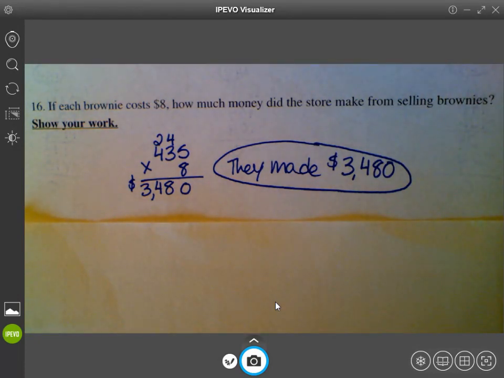How do we feel? Even if you know you did division instead of multiplication, now that you know it was multiplication, how do you feel about number 16? Yeah, okay. Awesome. All right, hands down.